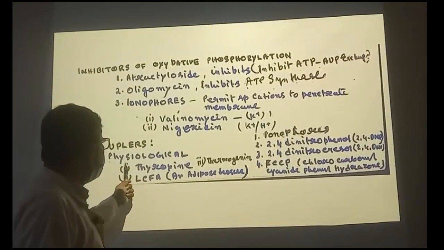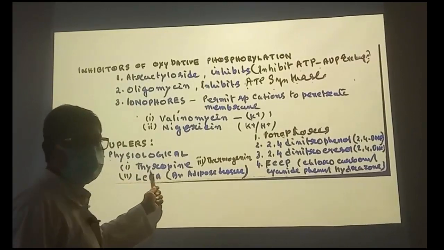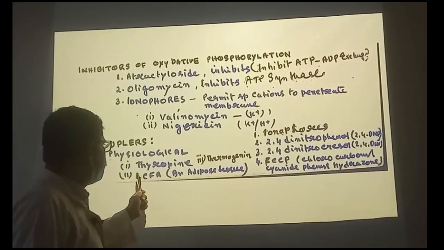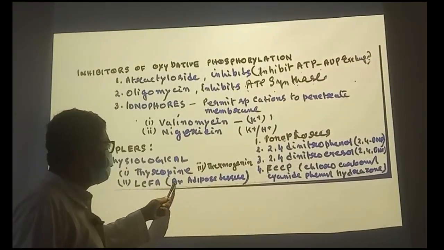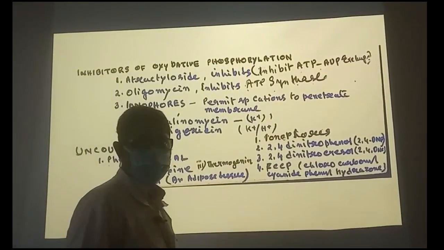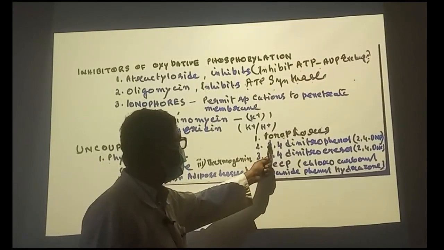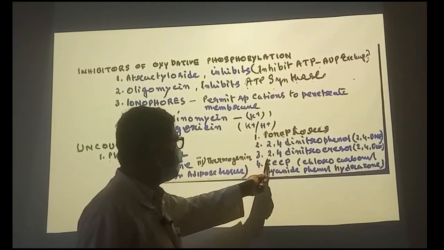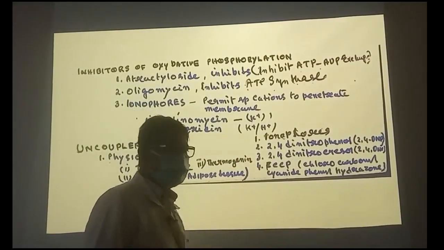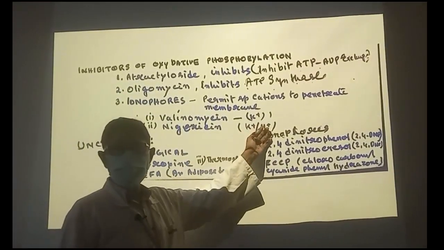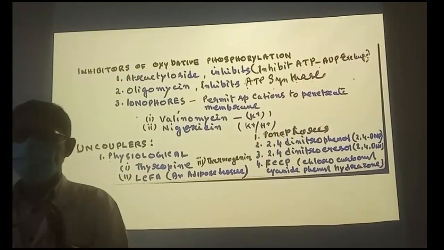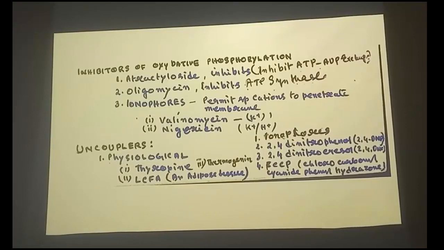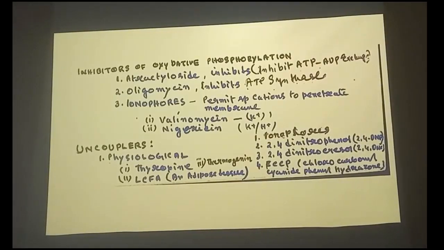Here certain physiological uncouplers are there, known as thyroxine, long chain fatty acids, thermogenin, and there are some chemicals, like ionophores, 2,4-dinitrophenol, 2,4-dinitrocresol, etc. These are the chemicals which can be used to stop the synthesis of ATP, but oxidation will be carried out.